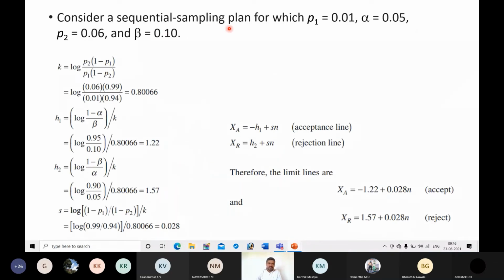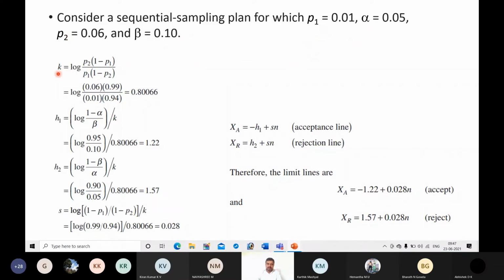Consider a sequential sampling plan for which the fraction defective P1 is 0.01 and the probability of acceptance is given by 1 minus alpha. Here alpha is the probability of rejection. The probability of acceptance will be given by 1 minus alpha, so that will be 0.95. So for that, the alpha value is required. Next, P2 is the large fraction defective, and beta is the probability of acceptance. So here you have P1, P2, alpha and beta values.